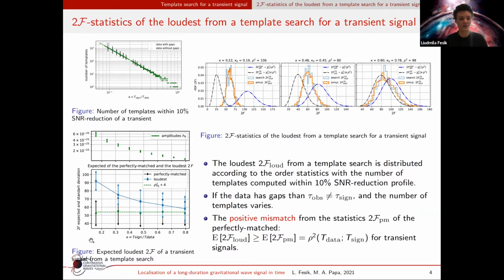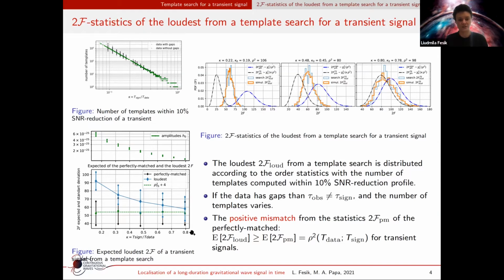I summarized it here for some concrete cases when we deal with transient signals. So on the x-axis you see transient signals. I set up amplitudes in such a way to get the same SNR of a transient signal, computed from the statistics here together with the standard deviation. However, the expected value of the loudest will be larger, and it depends on the number of templates within 10% SNR. So the statistics of the loudest is larger. That's one of the properties of the search for a transient signal with the template grid.